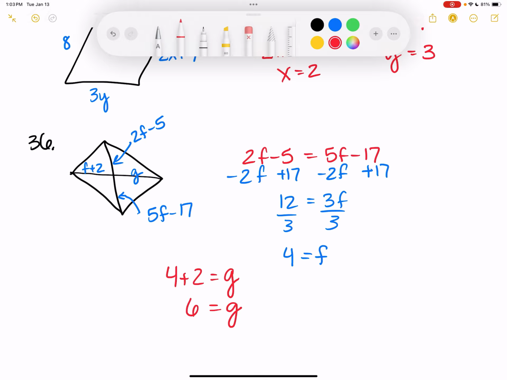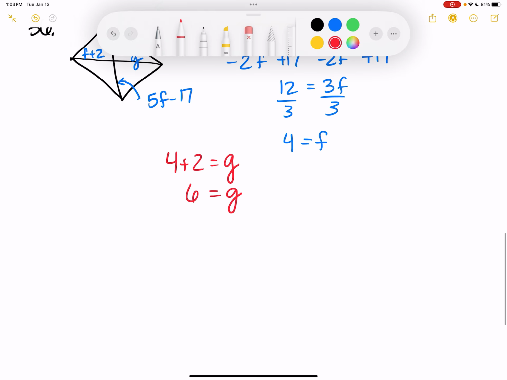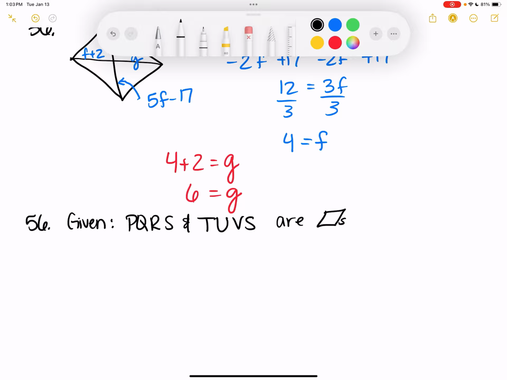All right, we're going to look at a few proofs then. Jumping to number 56. It's a big jump. So the given is that PQRS and TUVS are parallelograms. I'm just going to use the symbol. I don't feel like writing the whole word out. Prove that angle 1 is congruent to angle 3.